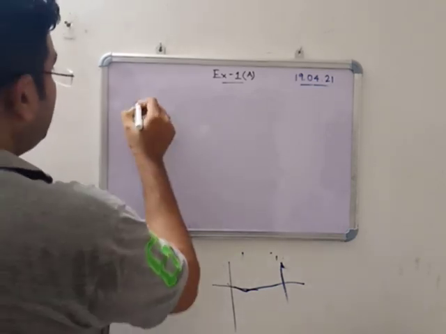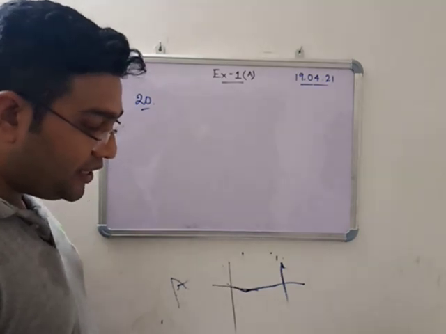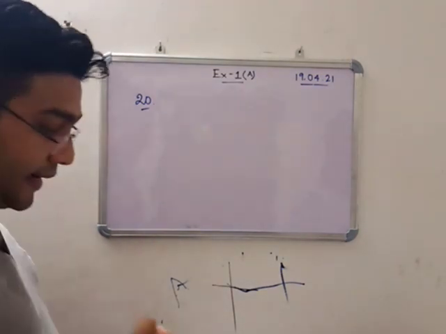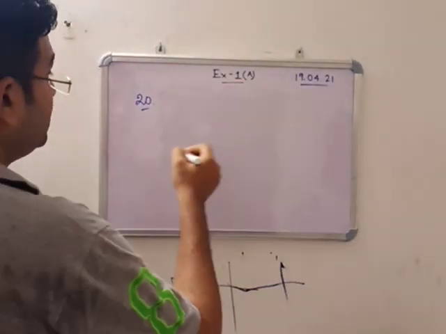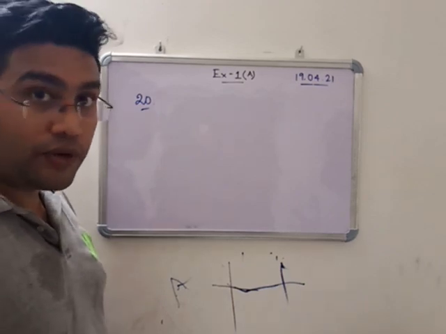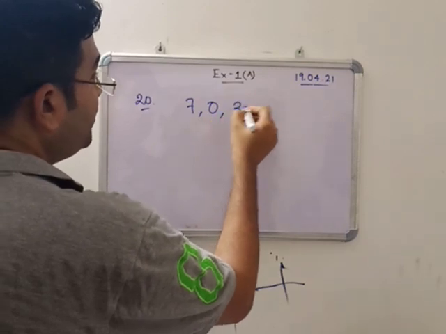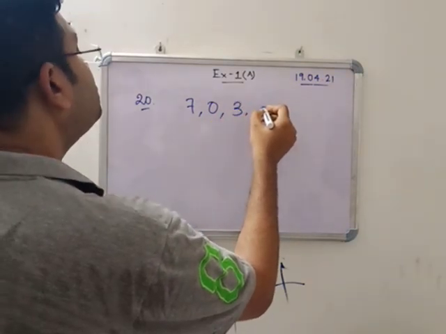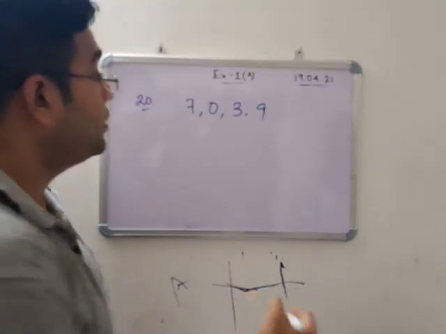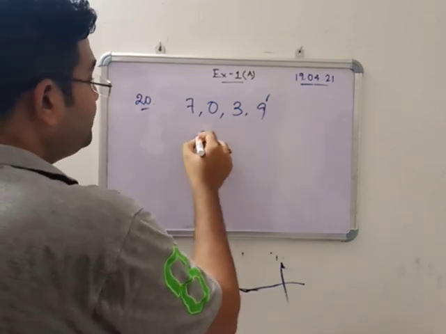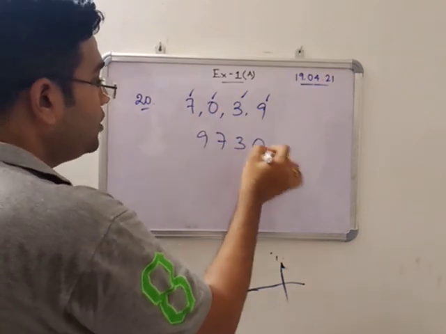Now the last one, number 20. In number 20, write the greatest 4-digit number of 4 different digits. Greatest one. Previously we did the smallest one. Now for the greatest one, I am choosing 7, 0, 3, 9. So 7039. You have to choose the greatest one. That means 9, next 7, next 3, next 0.